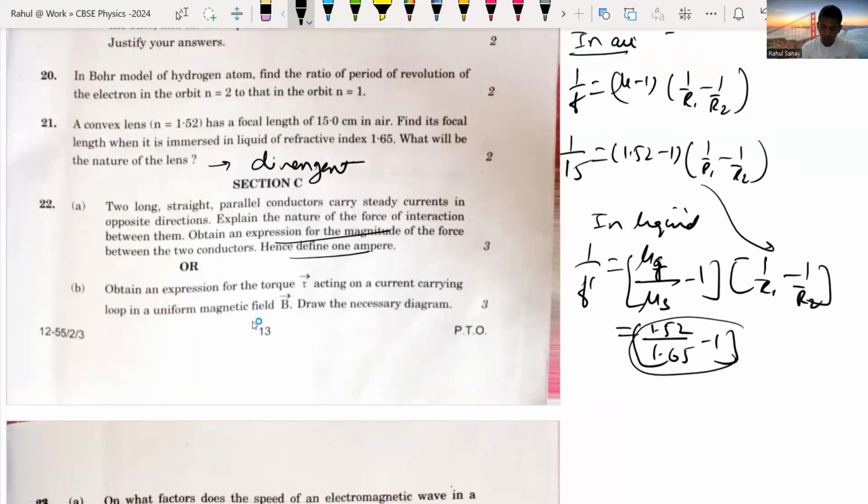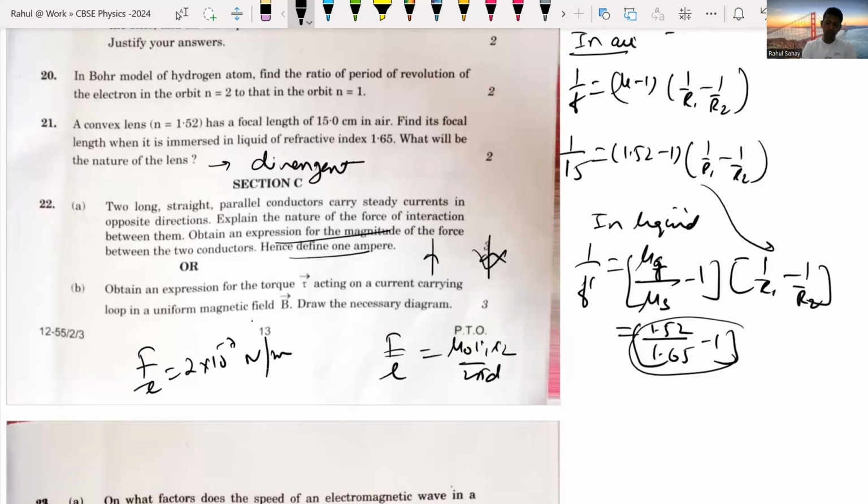Obtain the expression for the force per unit length: two conductors are there, in opposite direction. So F by L is equal to mu naught I1 I2 by 2 pi d. They have to derive that equation, and then if I1 and I2 are 1 ampere and d is 1 meter, F by L becomes 2 into 10 power minus 7 Newton per meter. This is called 1 ampere. So torque is M B sin theta. You can derive that equation. M is what? NIA.